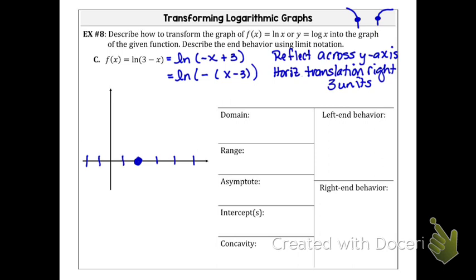So my x-intercept is going to be at (2, 0). My vertical asymptote was at 0. If I reflect it across the y-axis, it doesn't move, it's still at 0. But then I'm going to go to the right 3 units. So 1, 2, 3. So now it's going to be right there.